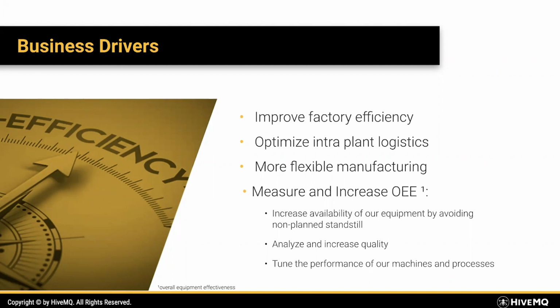In general, one of the most important KPIs for most factories and for most plants is also overall equipment efficiency. And a lot of the technology changes we see currently really have also to do with measuring and increasing the overall equipment effectiveness. So for example, it's about analyzing and increasing the quality. It's about tuning the performance of the machines and the processes, but also about increasing the availability of the equipment by avoiding unplanned standstill. So this is something, obviously, that people really want to avoid.